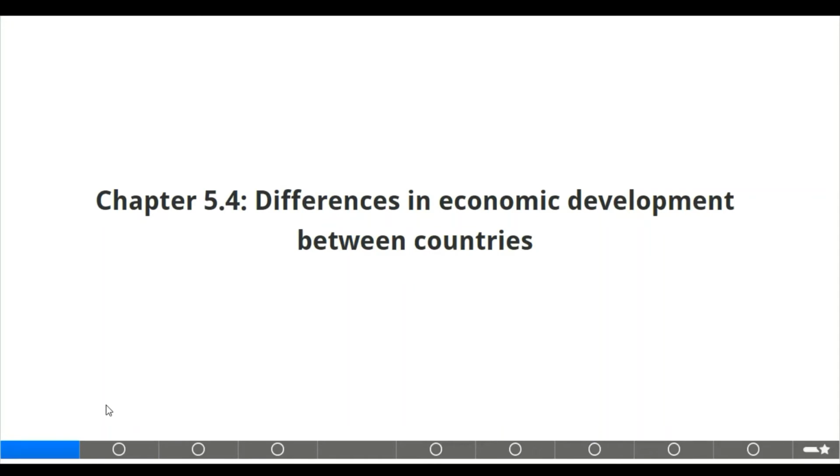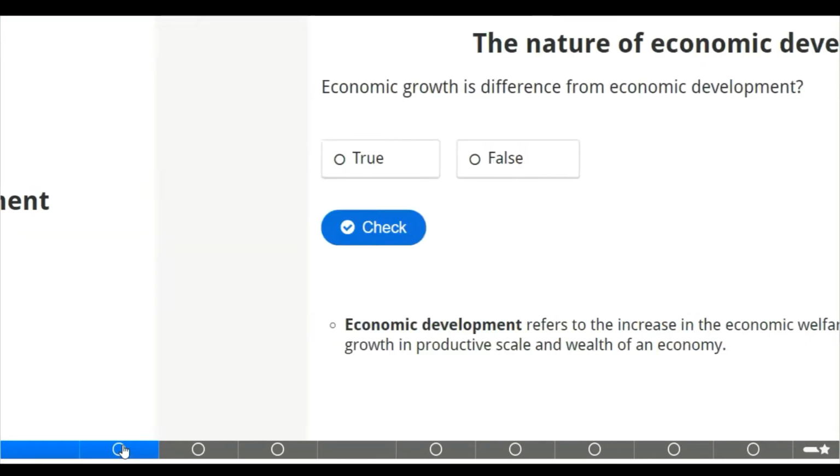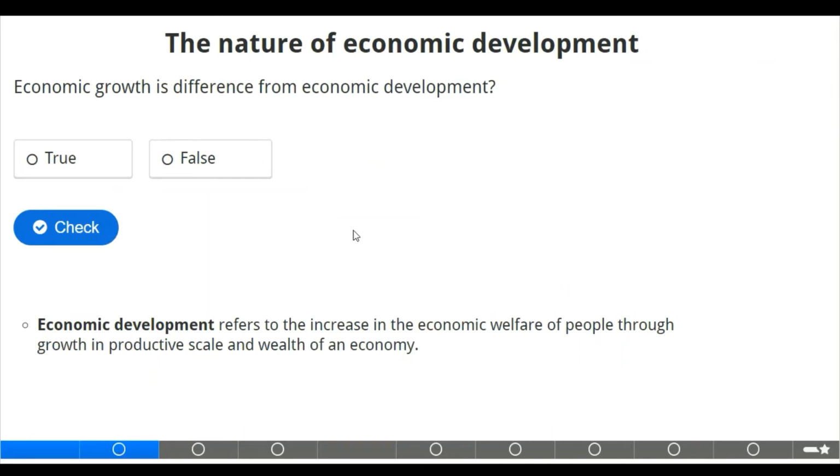Today we'll be discussing differences in economic development between countries. In our first slide here, we have one true or false question and the definition of economic development.